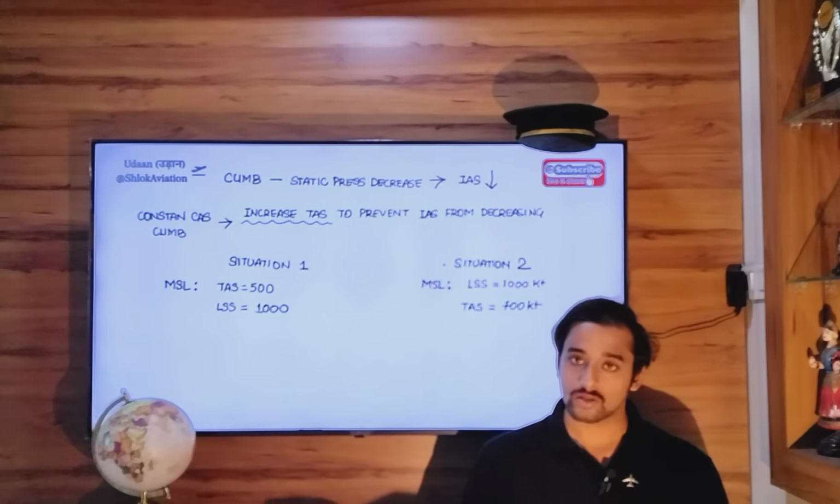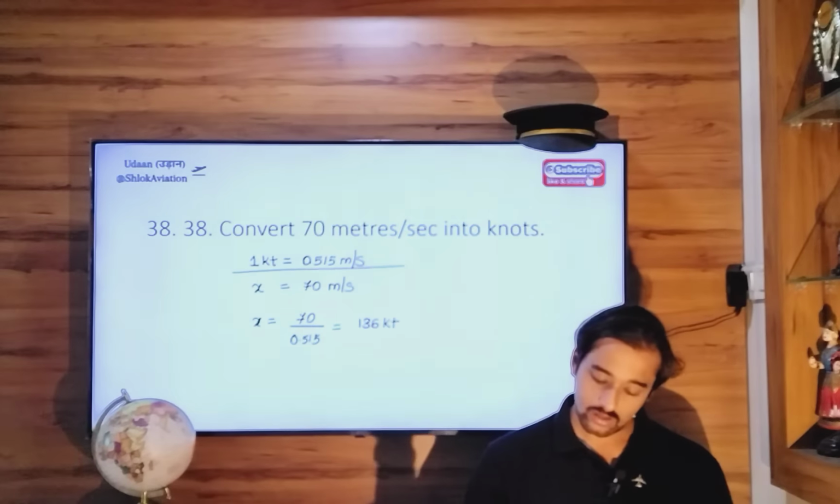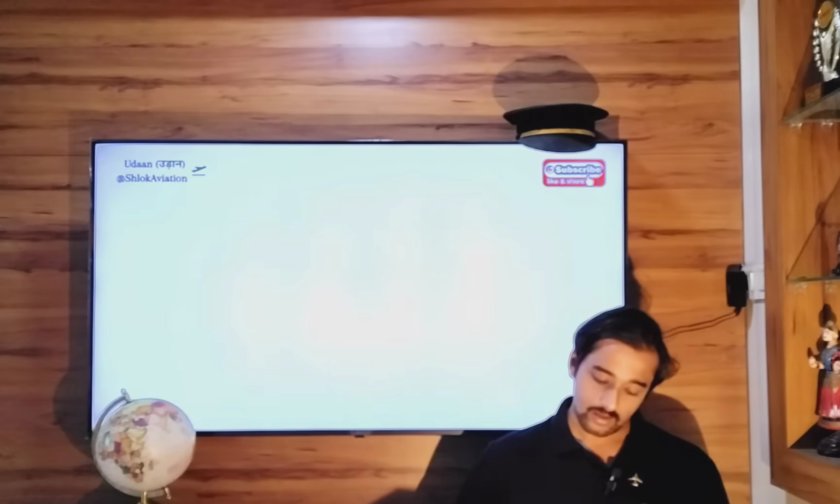Okay. Question 38. Convert 70 meter per second into knots. Now 1 knot is equal to 0.515 meter per second. Therefore 70 meter per second will be equal to 136 knots. Simple cross multiplication. Remember this identity: 1 knot equals 0.515 meter per second.